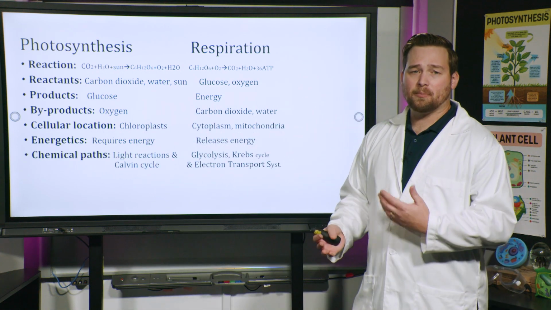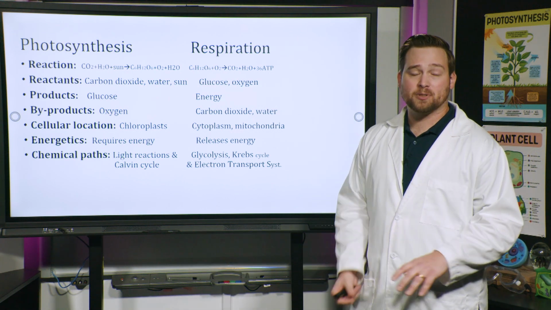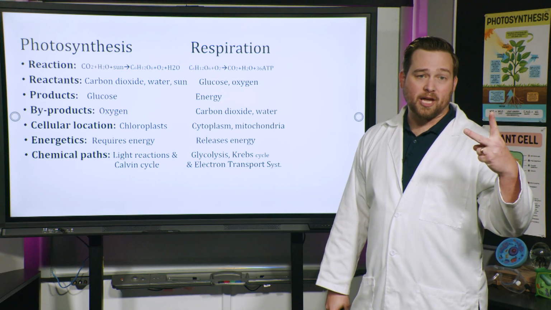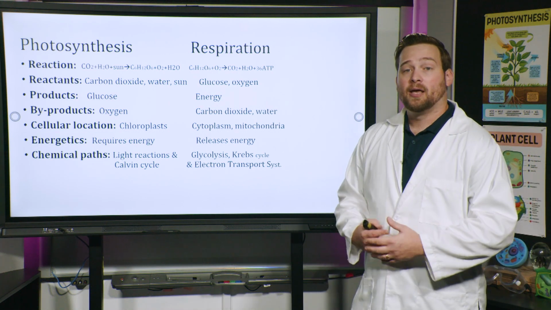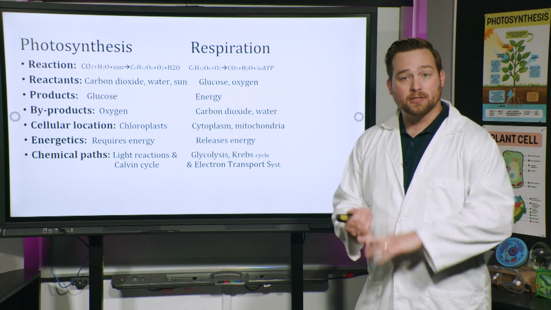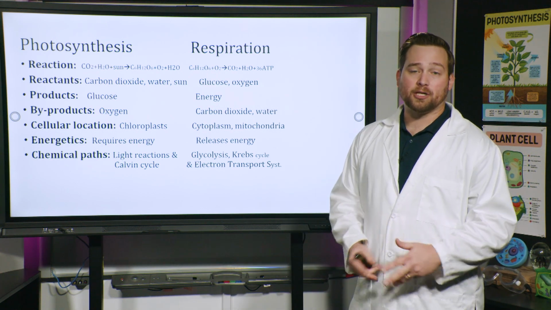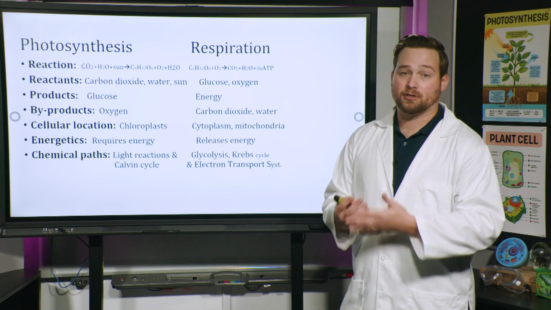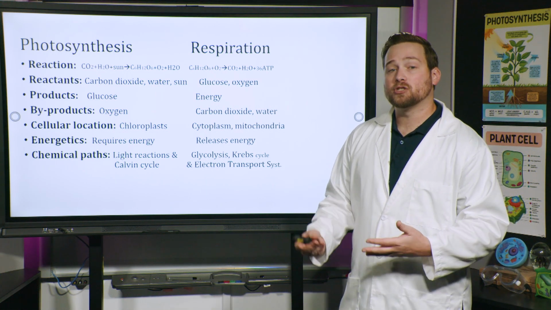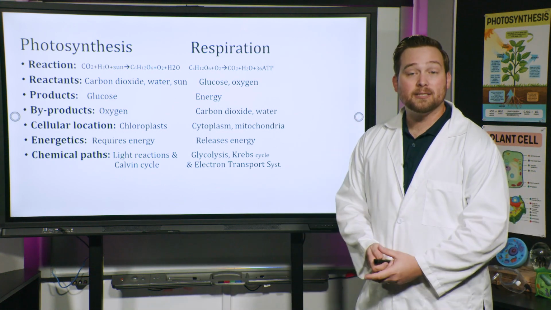Okay, what are the chemical paths that we're taking here? What are the different phases or steps? Well, photosynthesis has 2 steps. It has the light reactions and it has the Calvin cycle. And another name for that Calvin cycle is the dark reactions and the light independent reactions. For cellular respiration, we always start with glycolysis. That's our first step, whether we have oxygen or not. And then if we do have oxygen, we will do the Krebs cycle and the electron transport chain, the ETC.